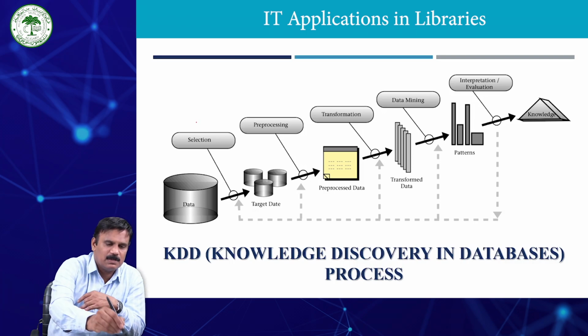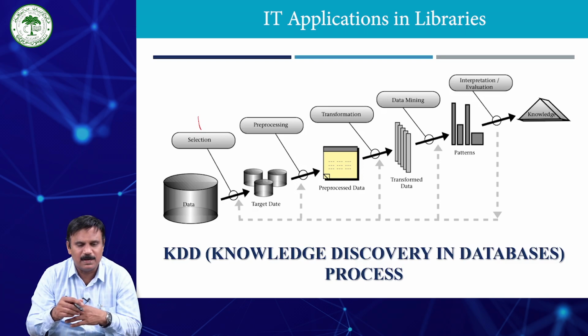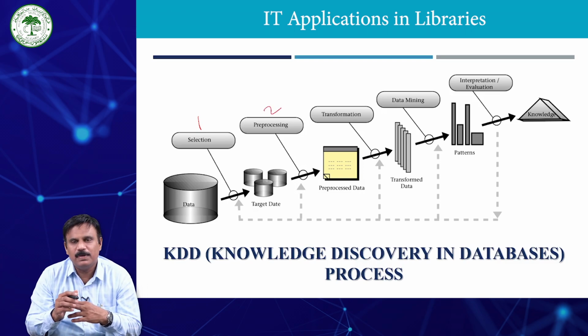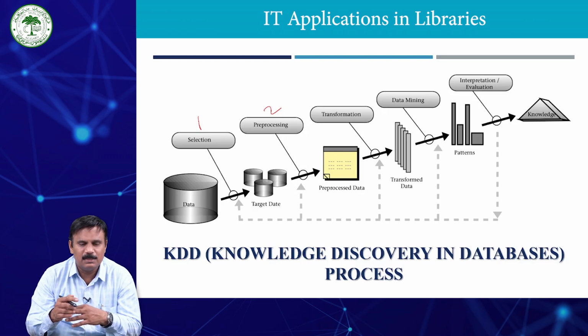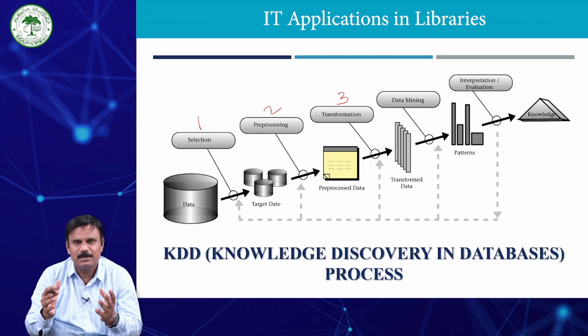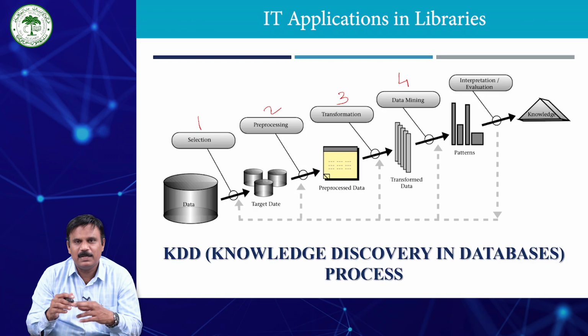The first one is the selection, where we identify relevant data sources and select the data for analysis. The second stage is the pre-processing, where we clean and format the data to eliminate noise and inconsistencies. The third process is transformation, where we convert data into forms suitable for mining, such as aggregation or normalization.